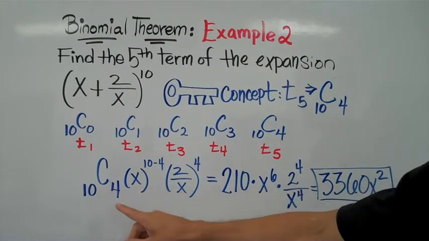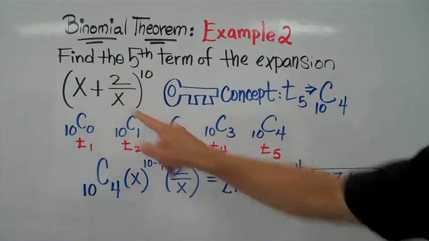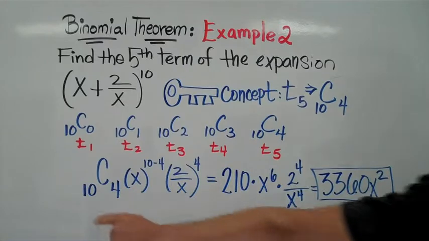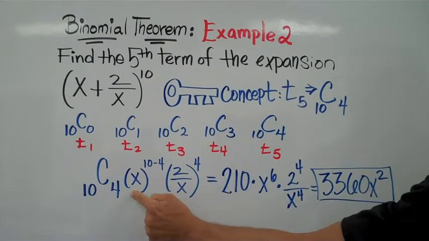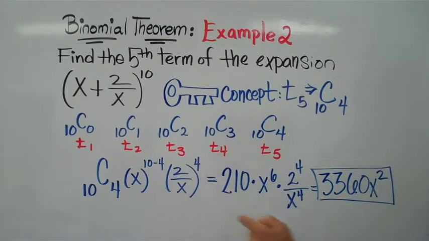It will be 10C4, our first term, x to the 10 minus 4, and our second term, 2 over x, to whatever's there goes there. 10C4 is 210, x to the 6th, and then remember this is 2 to the 4th over x to the 4th, which ultimately simplifies to 3,360x^2.